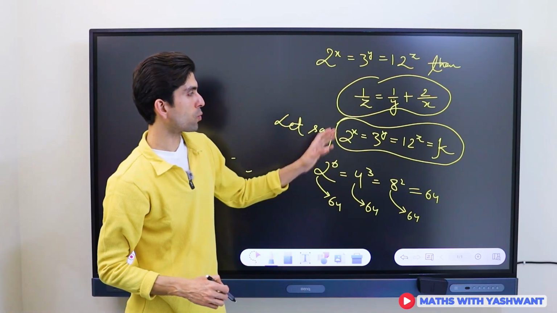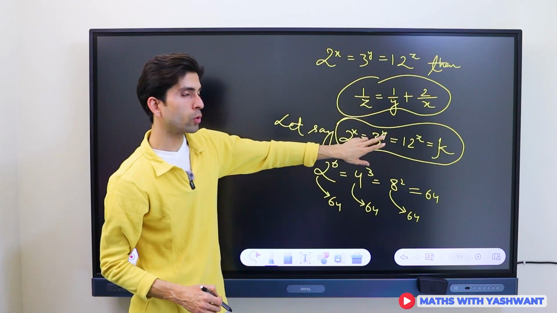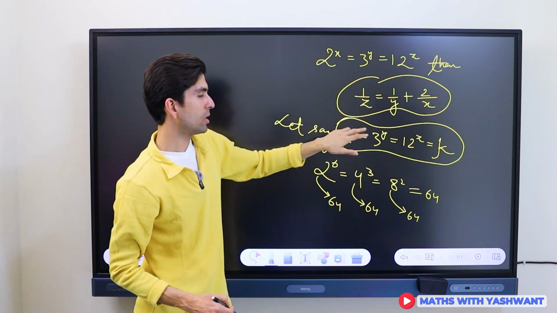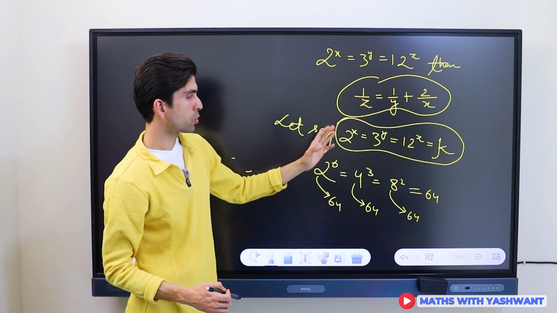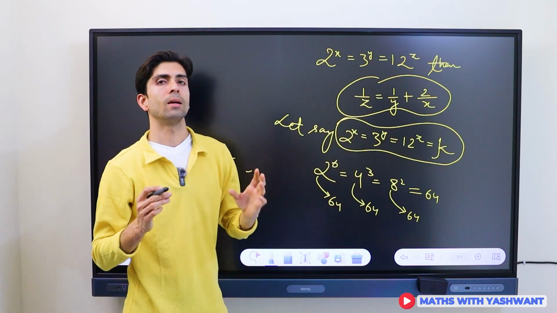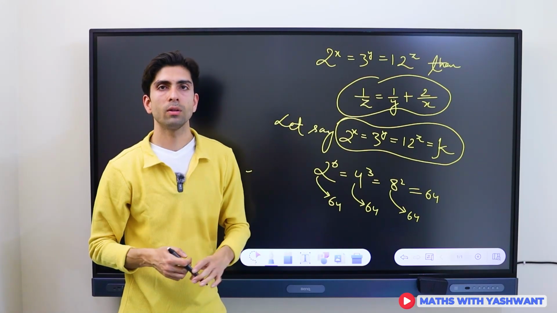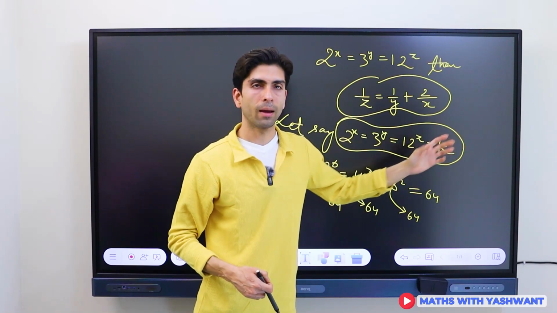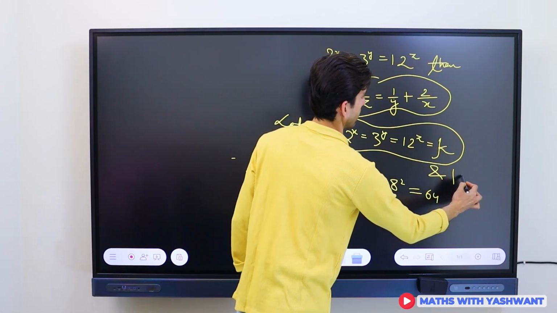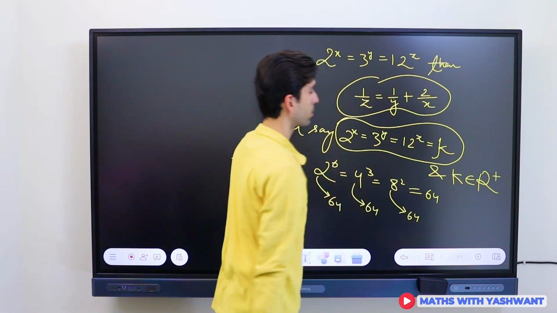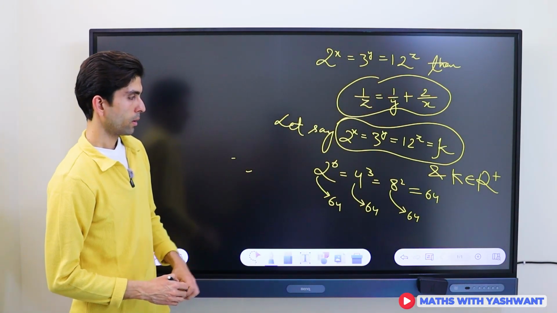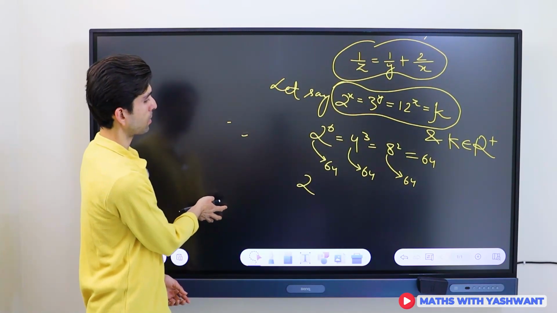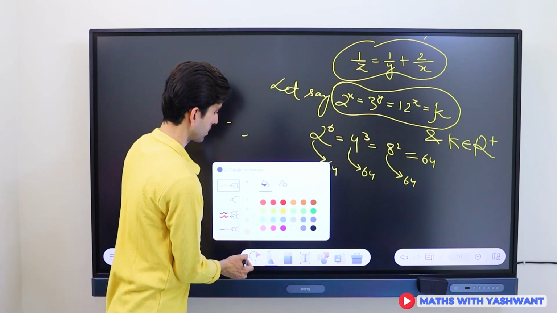64. So that's why 2 to the power x is equal to 3 to the power y is equal to 12 to the power z. We are given that these three exponential forms with base 2, 3 and 12 give the same value. So there has to be some specific value, which I have assumed to be k, and k will be a positive real number here.